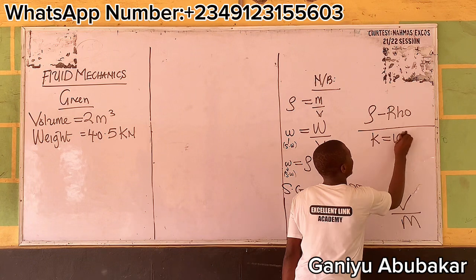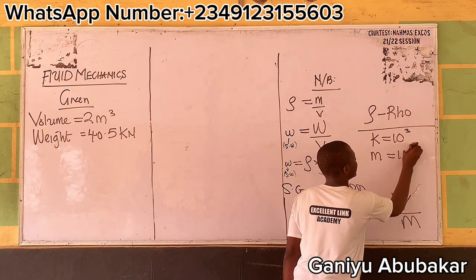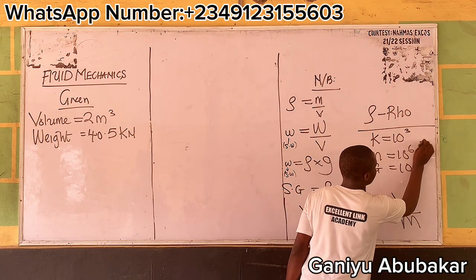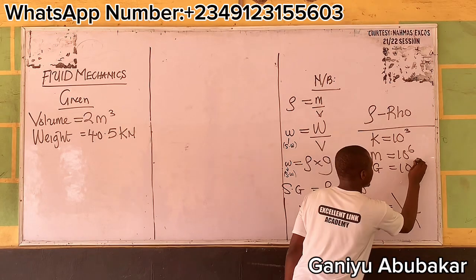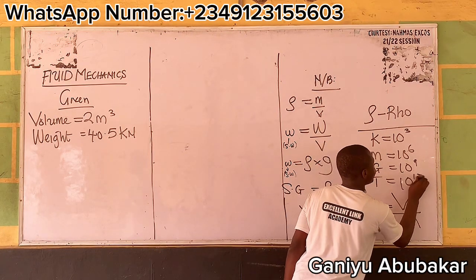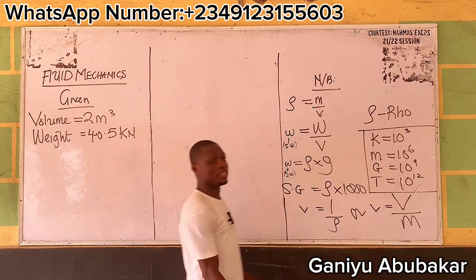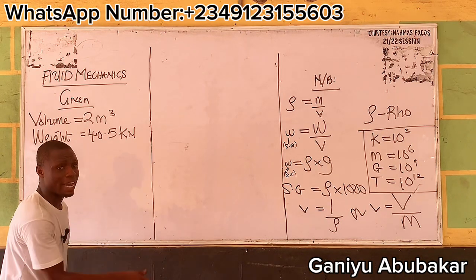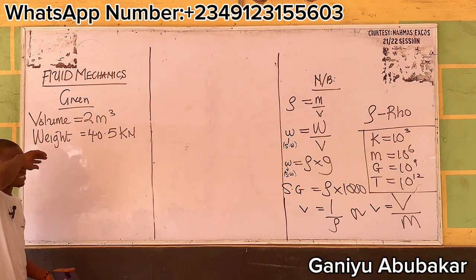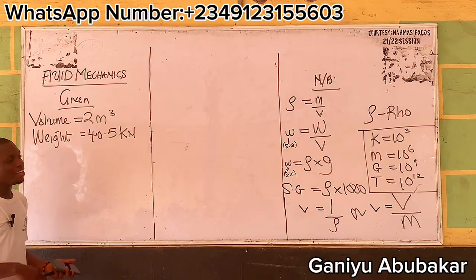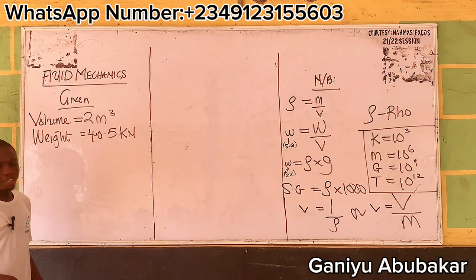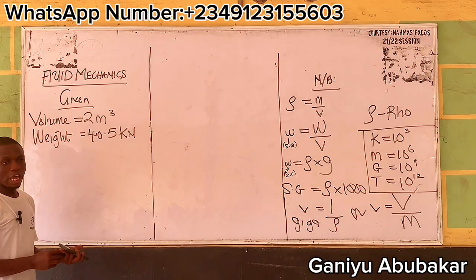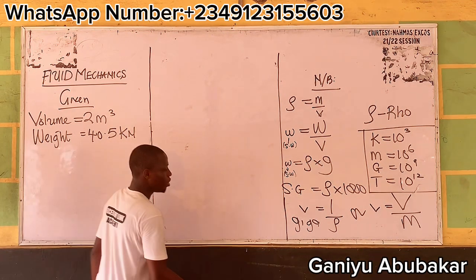Kilo is 10 to the power 3. Mega is 10 to the power 6. Giga is 10 to the power 9. Tera is 10 to the power 12. Know this for conversion sake, please. Kilo 10 to the power 3, mega 10 to the power 6, giga 10 to the power 9, tera 10 to the power 12. Know them, please. So don't combine this one with this one.